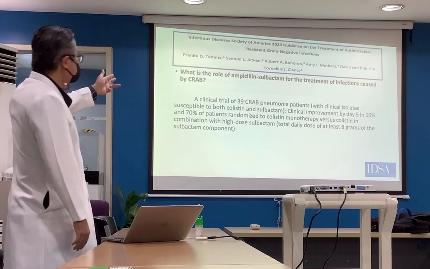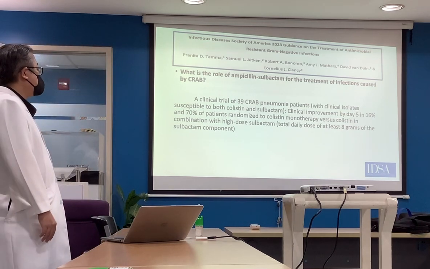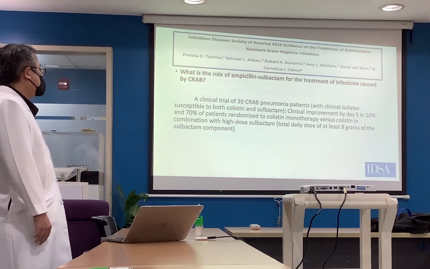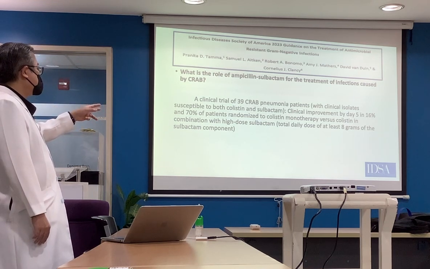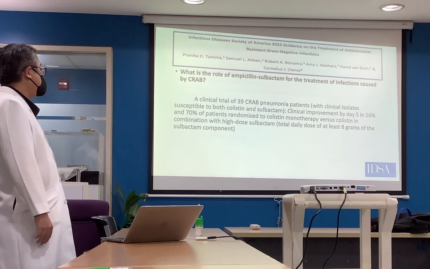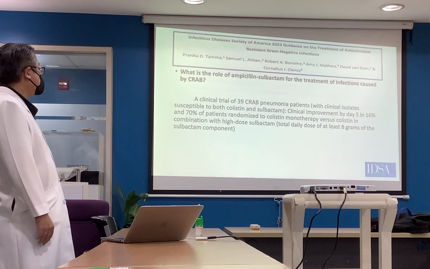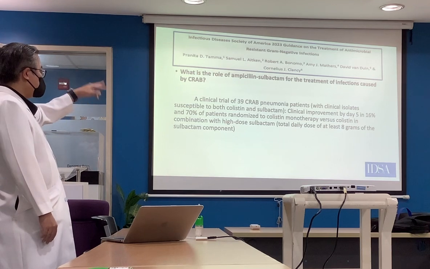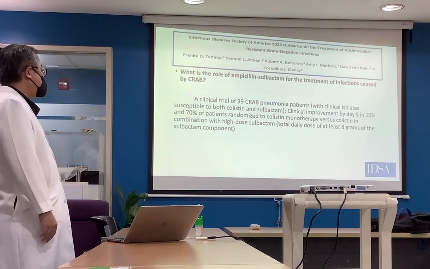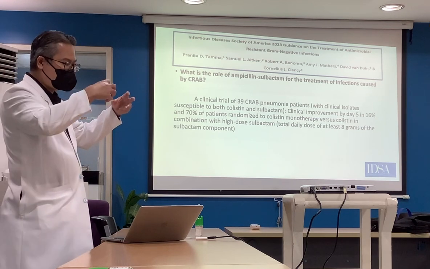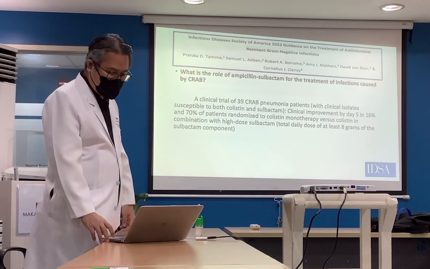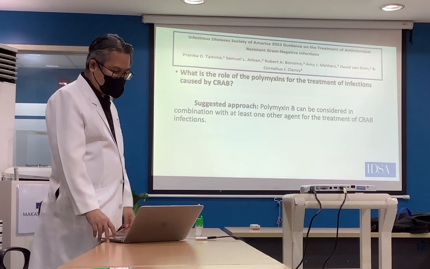And there was this trial, 39 CRAB pneumonia patients, no? Susceptible to colistin, susceptible to sulbactam. So clinical improvement by day 5 is 16% and 70% of patients. So 70%, yun nga ang sinabi natin, responded, clinically improved when colistin plus sulbactam were given. Ito at least 8 grams.